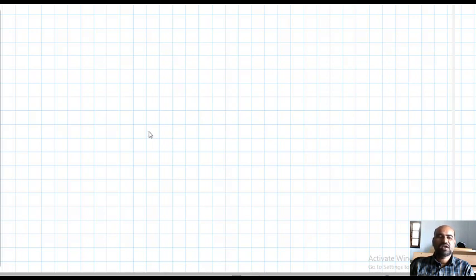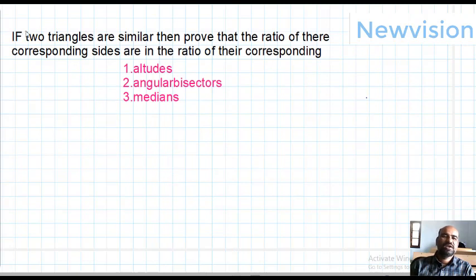So in part 3 I already explained all the three similarities: AA similarity, SAS similarity, SSS similarity. So now I want to start problems based on all those similarities. Okay, first important result, this is a very important result. If two triangles are similar, then prove that the ratio of their corresponding sides is equal to the ratio of their corresponding altitudes, angular bisectors and medians.